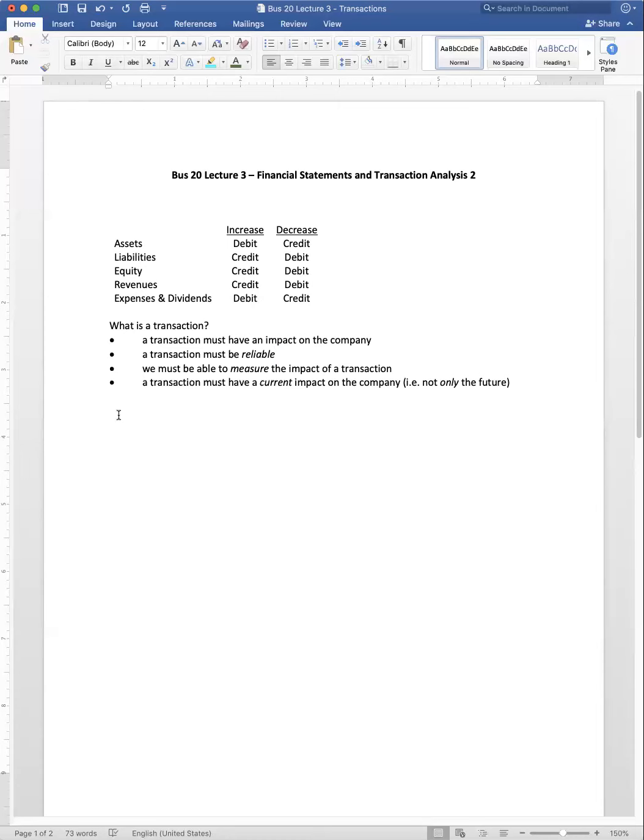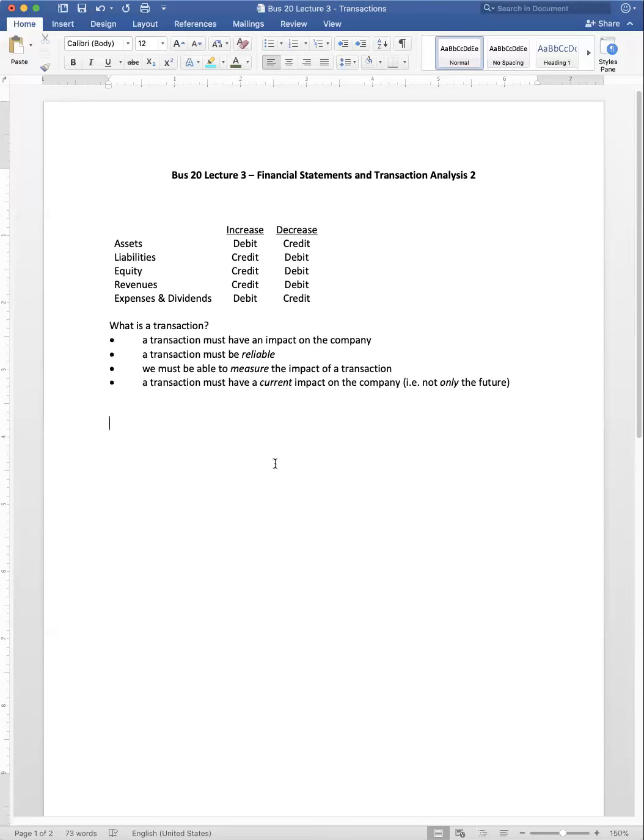It's hard to have a journal entry without a number. And then lastly, the transaction has to have a current impact on the company. So in other words, it has to impact the company right now. If the transaction only impacts the company in the future, then we don't record it now. What we do is wait until that future time and record it at the time it impacts the company. So it's okay if some of the pieces of the transaction are for the future, but we need something impacting the company today, right now, in order to record that transaction.